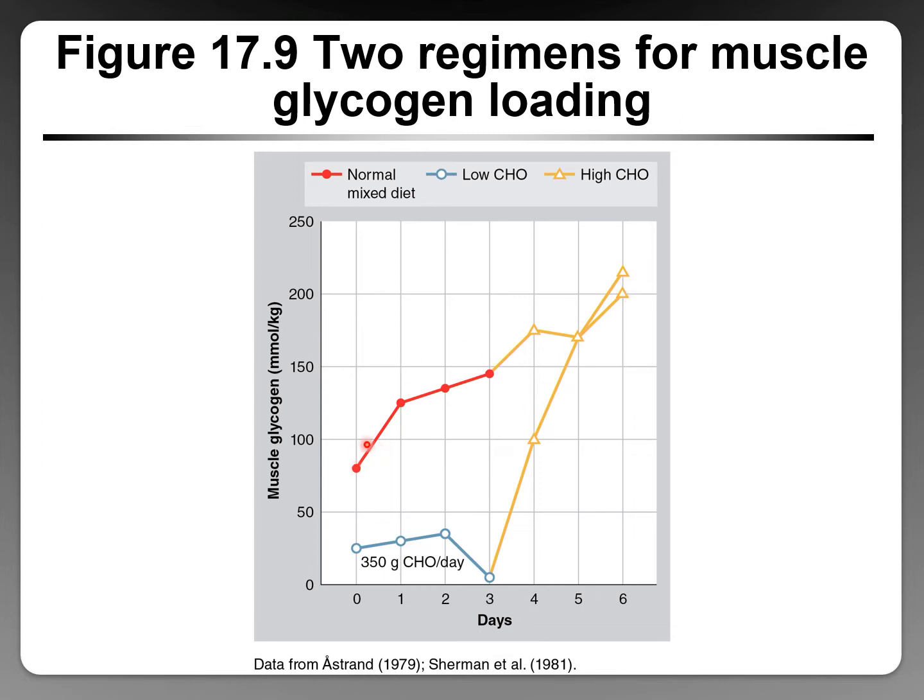Personally, I think that the normal diet with tapering and then transitioning to a high carbohydrate diet is probably the easiest one to utilize. If you do want to do that exhaustive type of activity and low carb diet and then high carb, that's also another option for you.